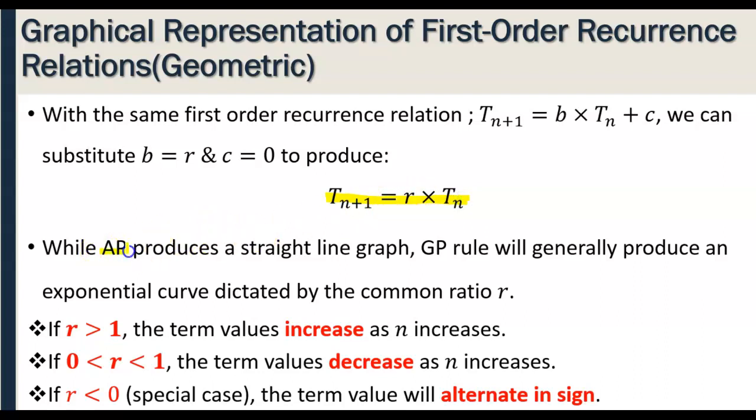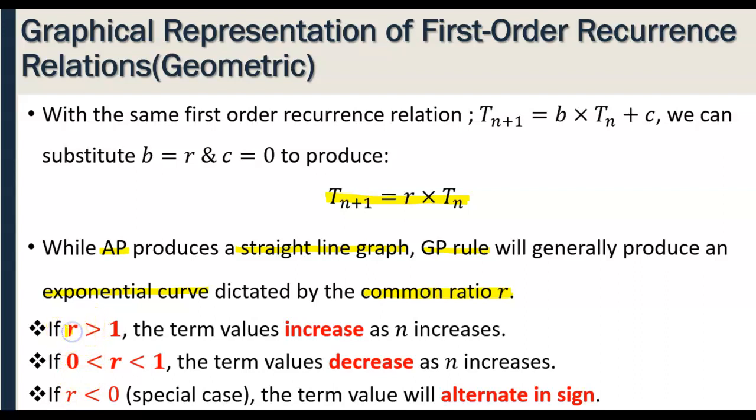While you know that an AP will always give you a straight line graph, a GP will actually give you an exponential curve with common ratio R. Okay, you always multiply by the common ratio. Now, what are the features of the exponential curve here? You have a different scenario for different values of your common ratio.